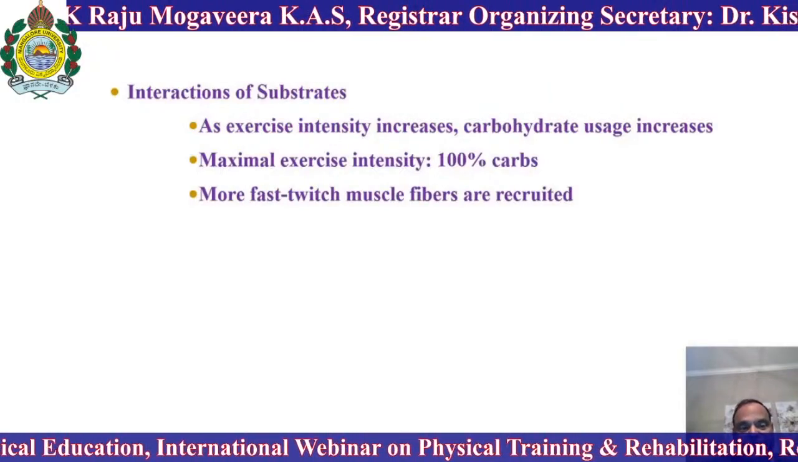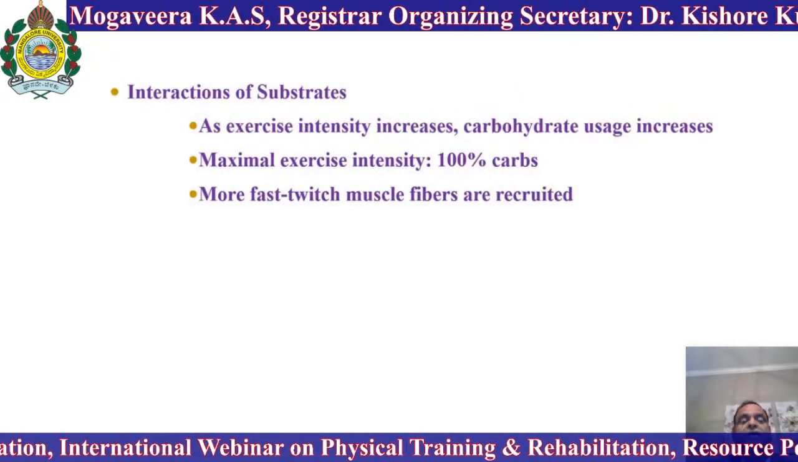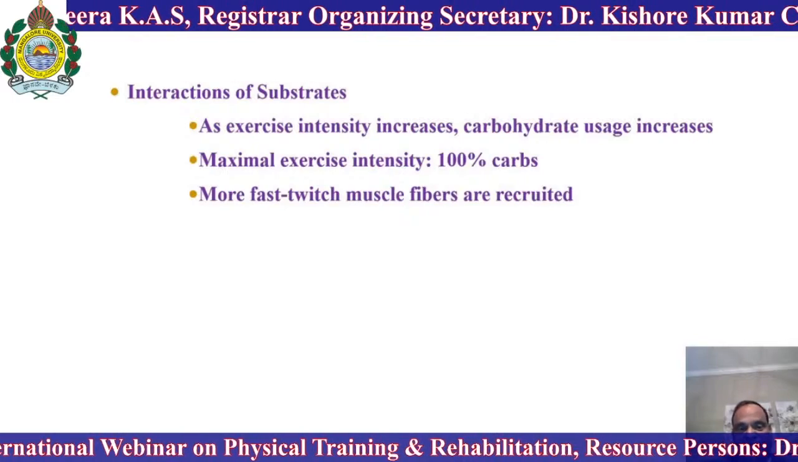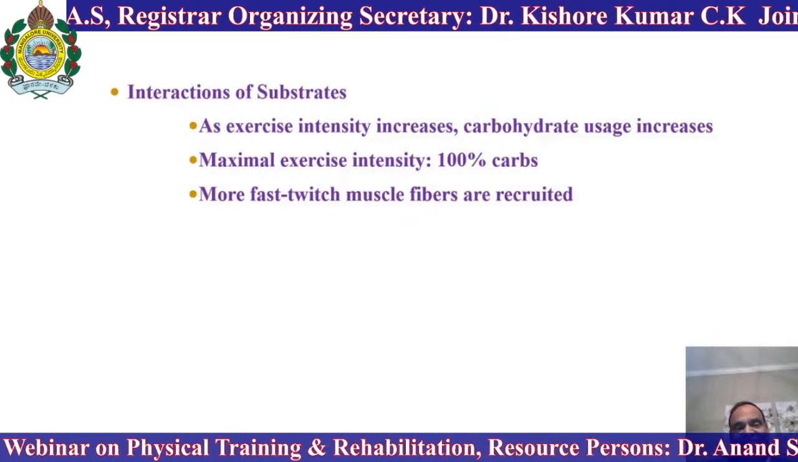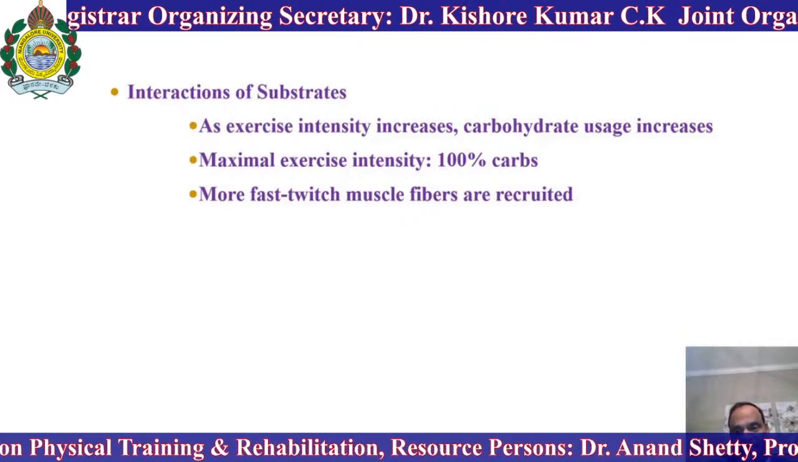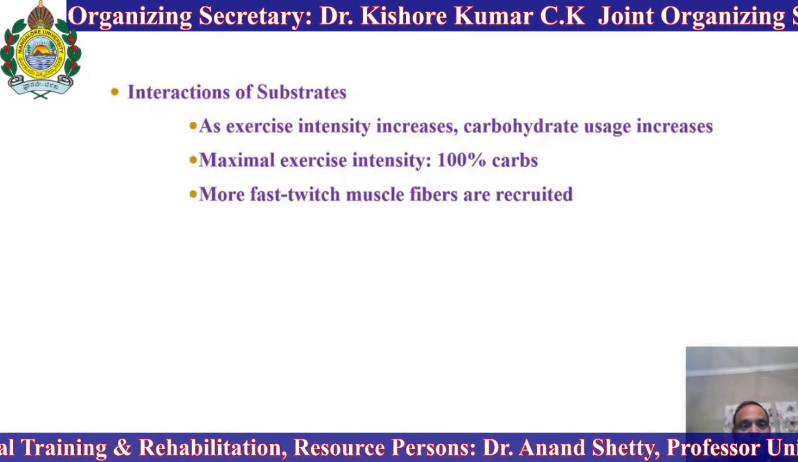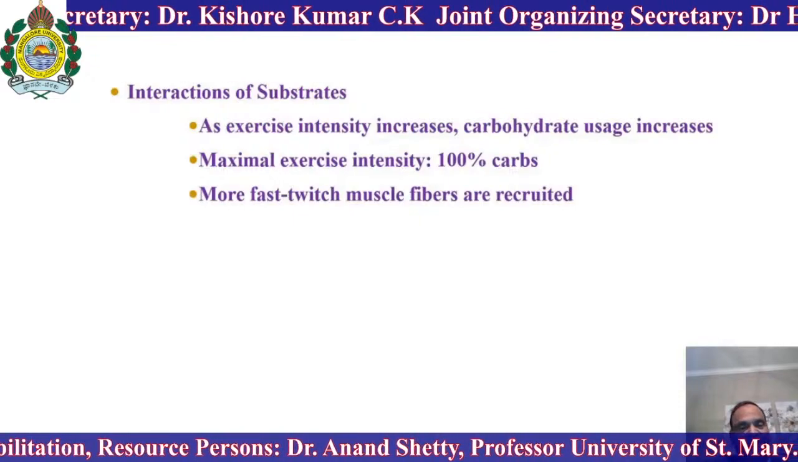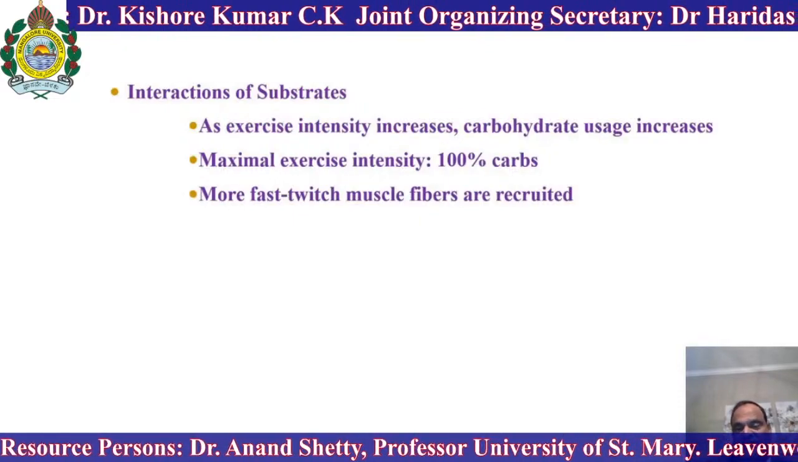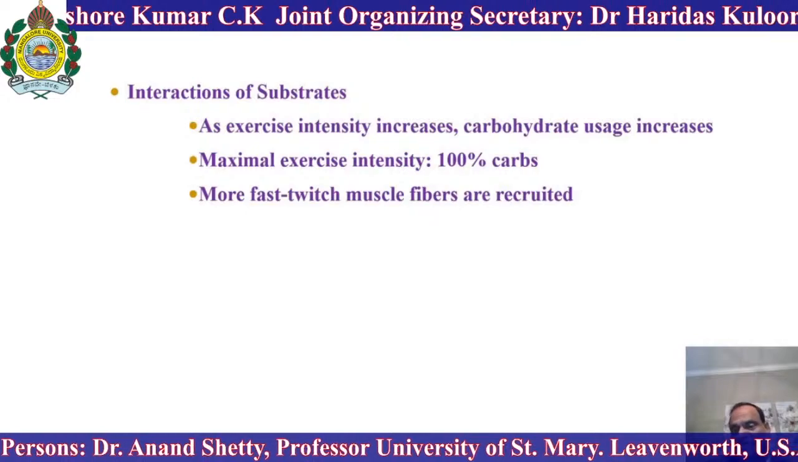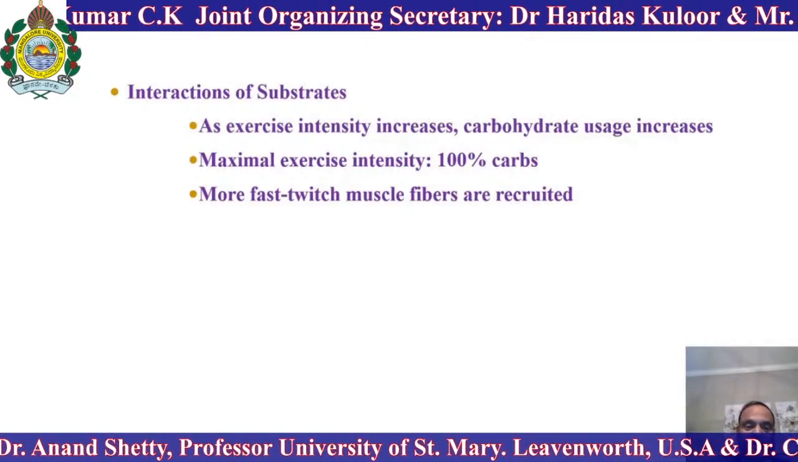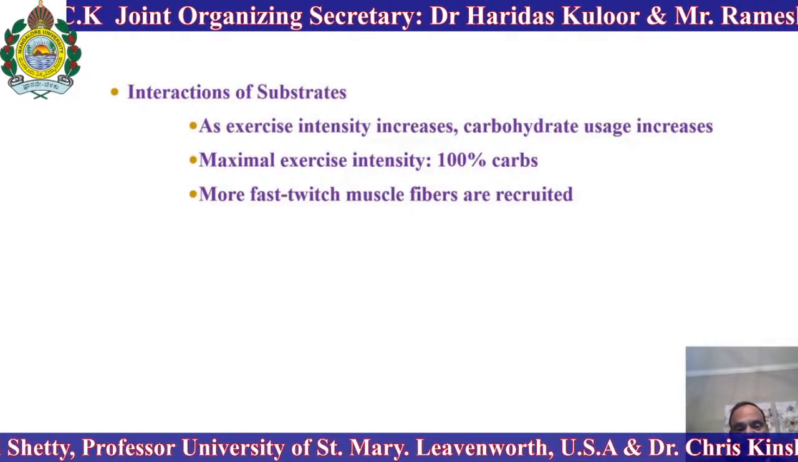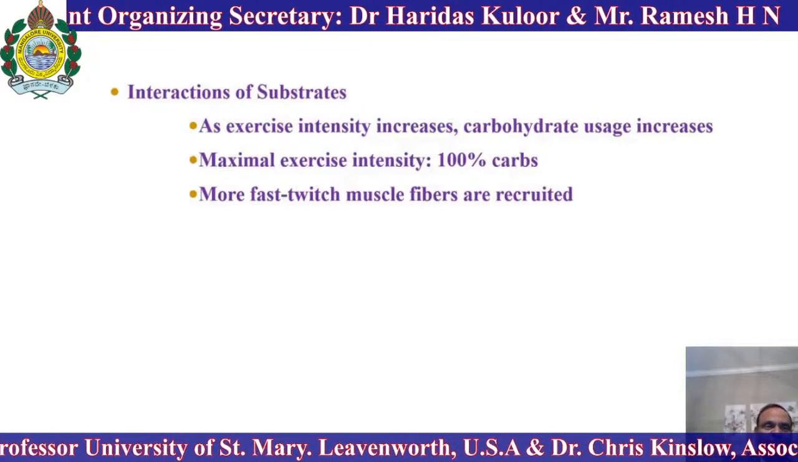Again, this is a continuation of our discussion in the earlier slide, the interaction of substrates. As the exercise intensity increases, carbohydrate usage increases. At maximal exercise intensity, when you do the maximal activities with high intensity, 100% of energy comes from the carbohydrates. Also, more fast twitch muscle fibers are recruited.